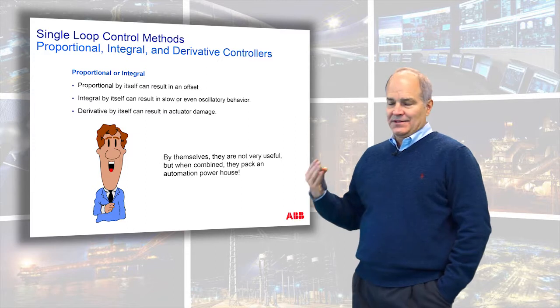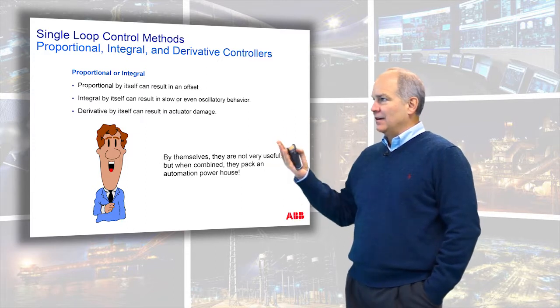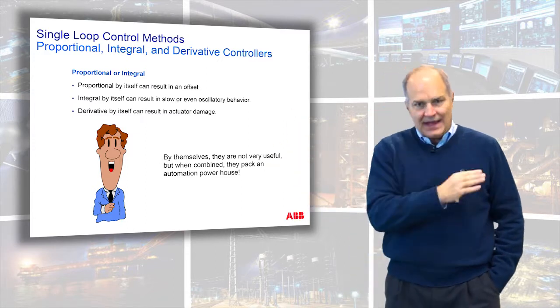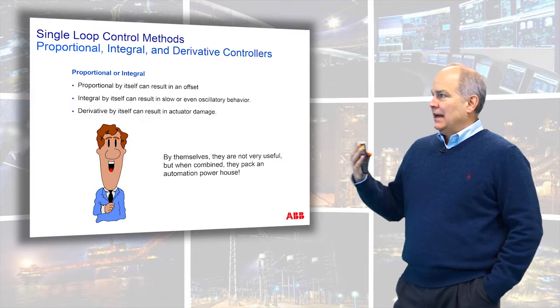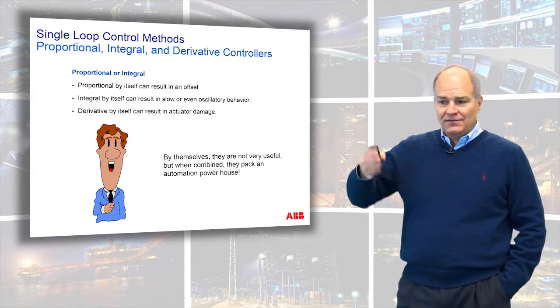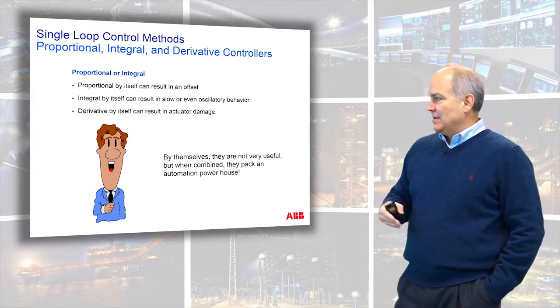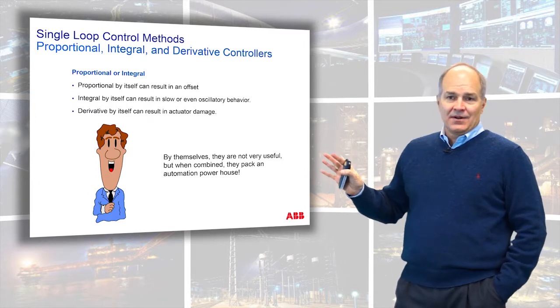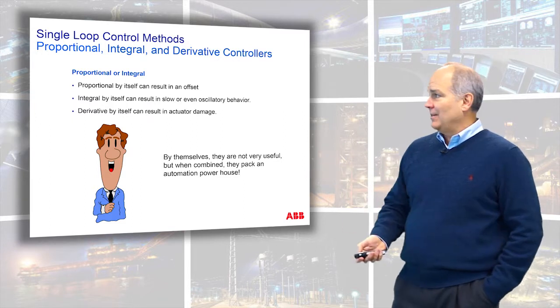Proportional by itself isn't used that much. Integral by itself just isn't fast enough to catch up with errors. And derivative is never used by itself, or you would just tear up your actuator. So again, by themselves, they're not very powerful, but when you put them together, they're very powerful.